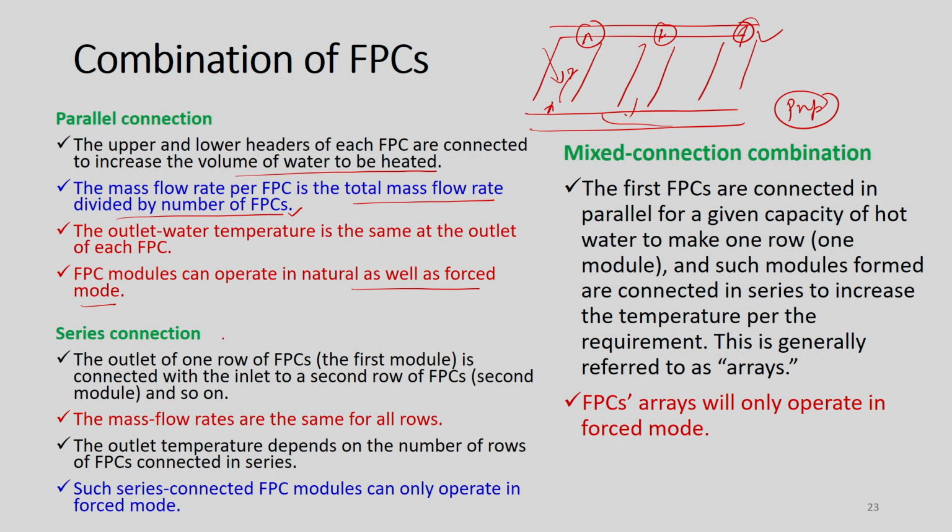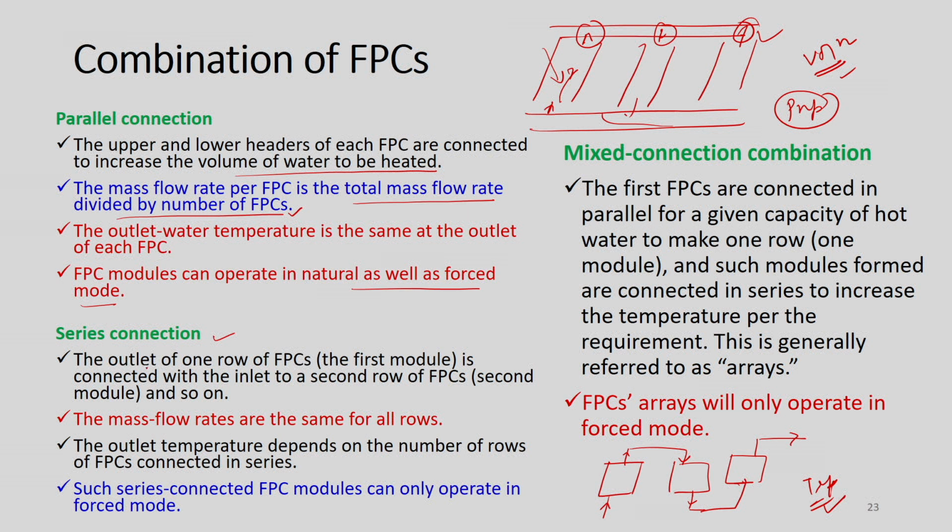So, for series connection, what happens is, this is collector 1, this may be collector 2. So, this is the inlet, this is the outlet. The outlet will be connected to the inlet here, and then this outlet will go to the other collector as an inlet. That way we can maximize the temperature. So, here we can maximize the volume and here we can maximize the temperature.